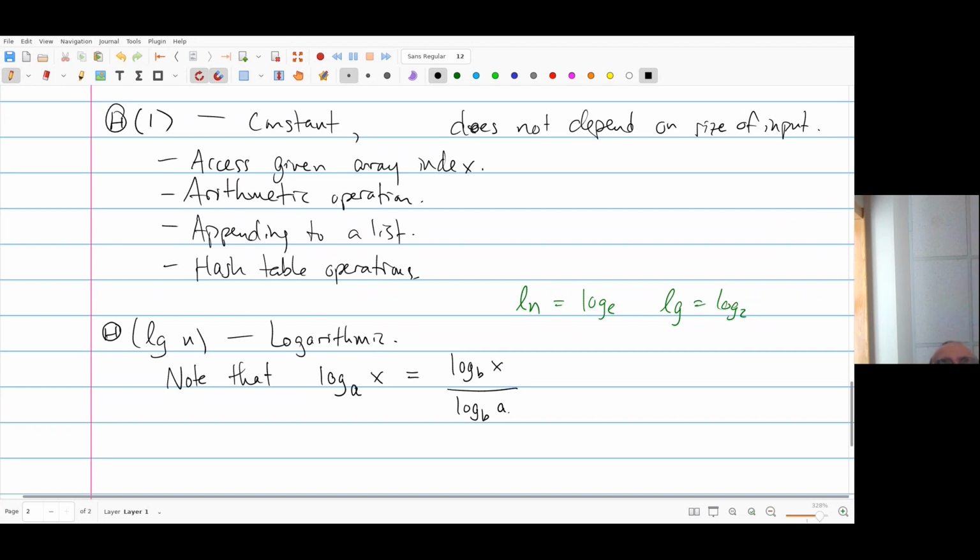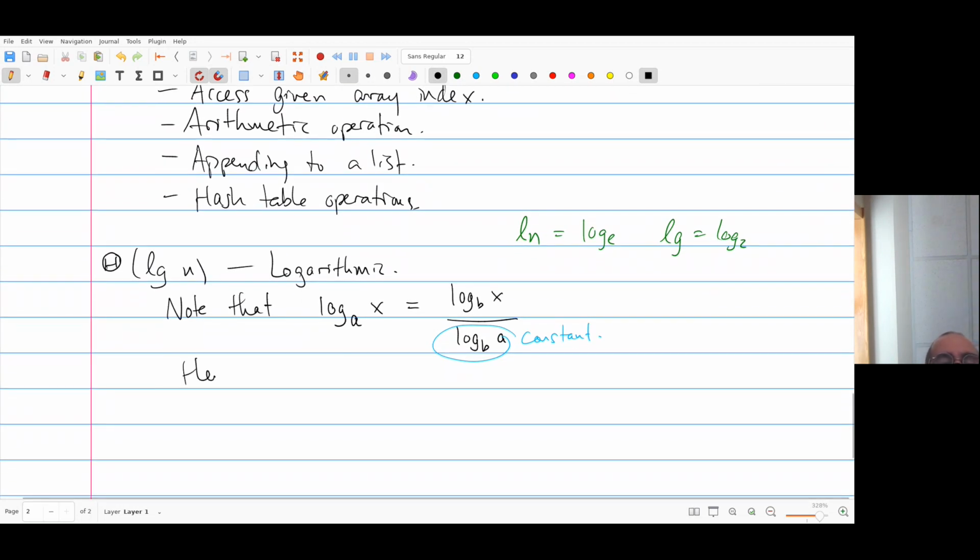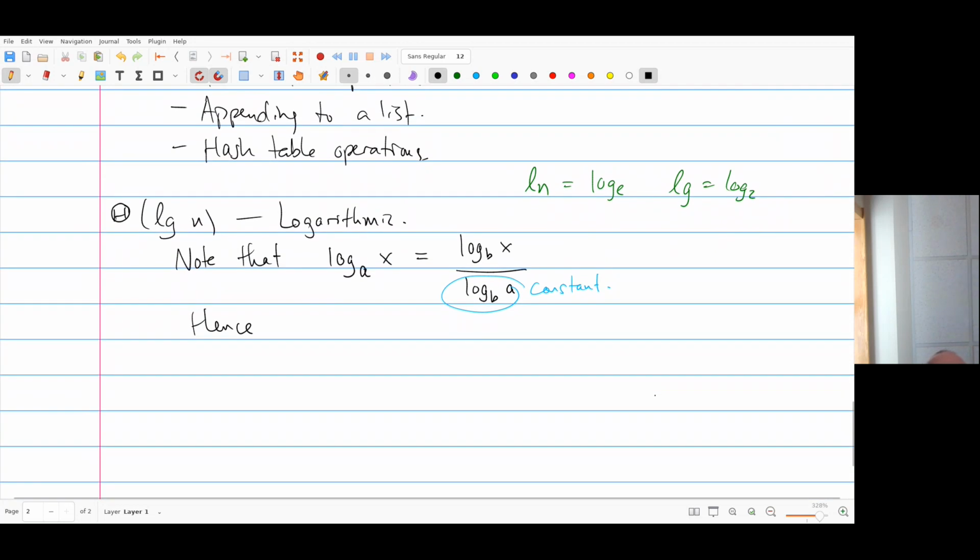Okay, I mean, who knows? It depends on what b and a are, but the log base b of a, it's some number, and we don't care. So this is a constant, right? Hence, what do we conclude? If we're talking about big O or big theta, we don't care about the base of the log. It doesn't make a difference. The only difference it makes is a constant factor. So theta of log base a of n equals theta of log base b of n. The base doesn't matter.